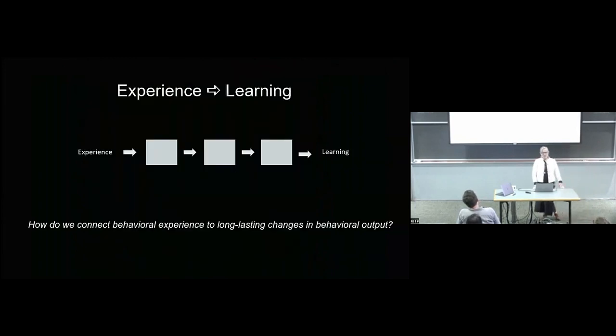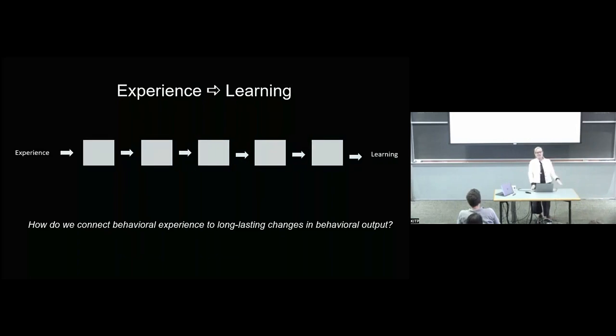But I thought I would start off by telling you what frames my research interests, and that is how experience drives learning. How do we connect things that happen in the external world to things that change in the brain and then change our behavior? There are multiple steps here, very few of which we have any clear idea about. I suspect that some of the speakers who preceded me, who I didn't get to hear, were talking about these same issues. Of course, there are many different steps. It's not one or two, there's probably five or more.